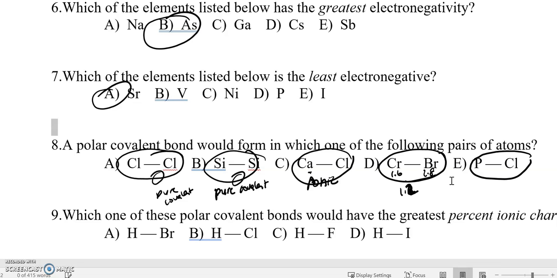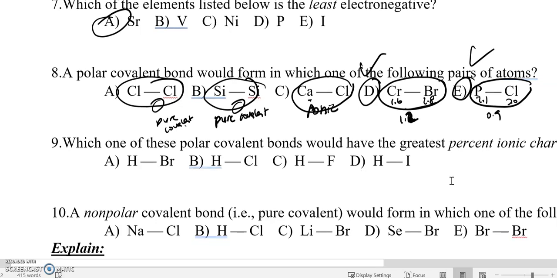All right, and then phosphorus here is 2.1, and chlorine is 3.0. The difference is 0.9, difference 1.2, 0, 0. This is ionic. So I think there's a typo here in this question. So these are going to be the 2 right answers. This is right and this is right as well.